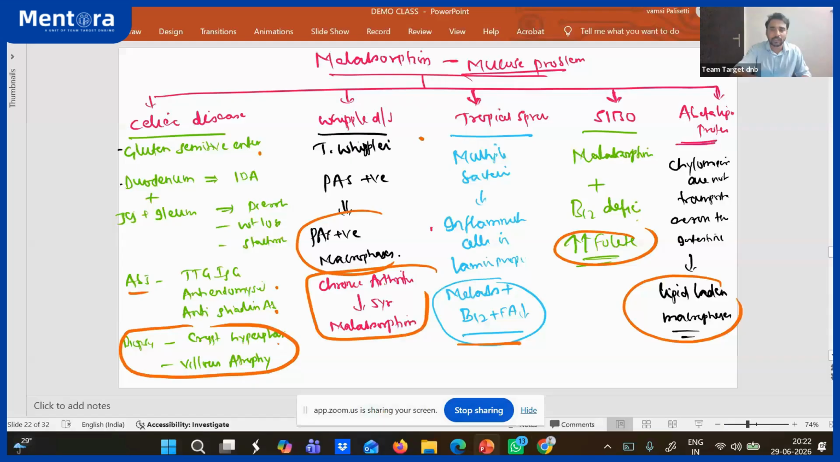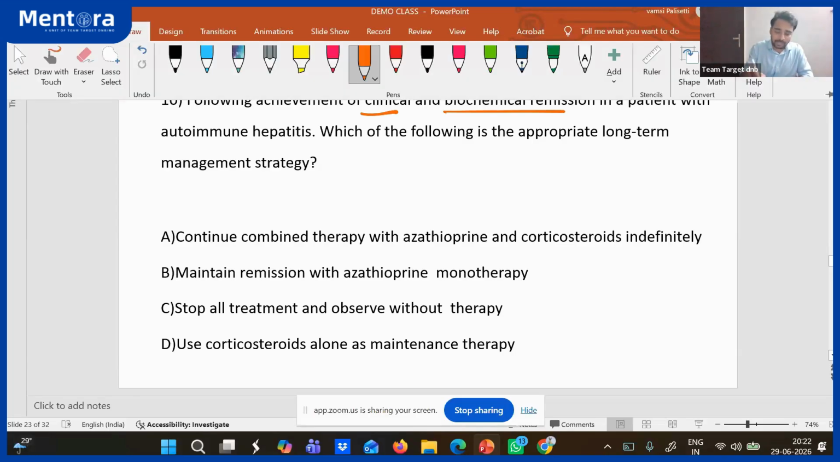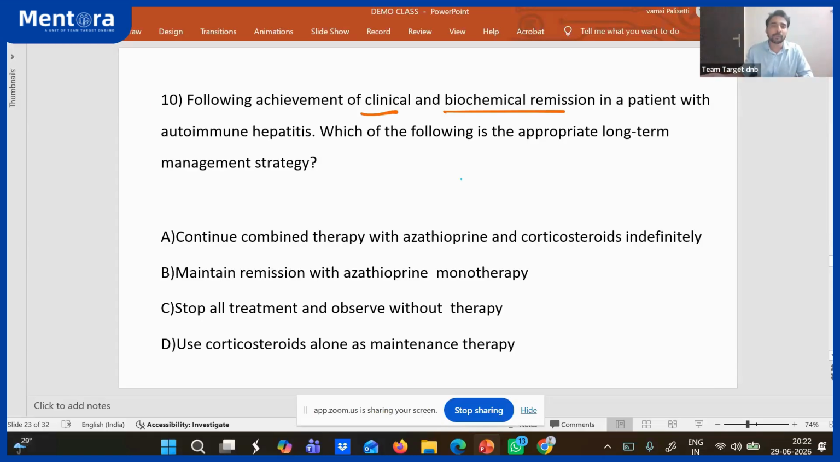Let us go to the next question. This is again from gastro. What is the question they're asking? Following achievement of clinical and biochemical remission in a patient with autoimmune hepatitis, which of the following is an appropriate long-term management strategy? So what is the exam asking? The exam is asking about autoimmune hepatitis. The patient has autoimmune hepatitis, and which of the following is appropriate long-term management is asked.